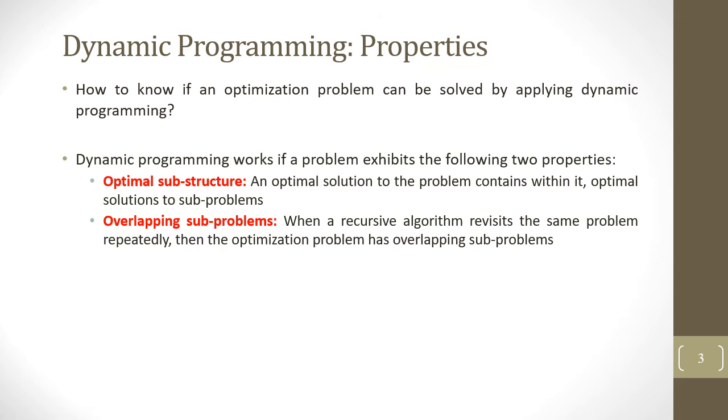Dynamic programming works if a problem exhibits the following two properties. Optimal substructure: an optimal solution to the problem contains within it optimal solutions to subproblems. Overlapping subproblems: when a recursive algorithm revisits the same problem repeatedly, the optimization problem has overlapping subproblems.